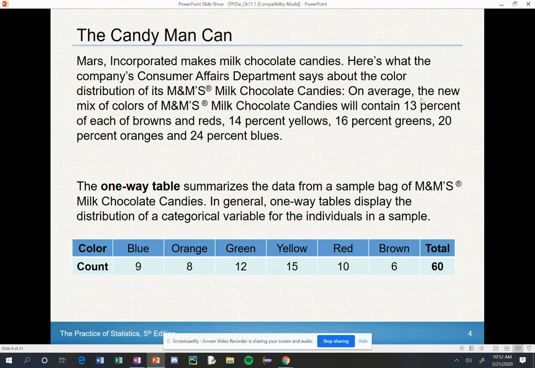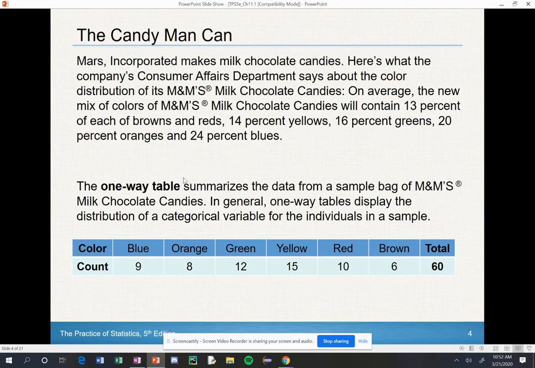So they're saying, look, 13% of the colors will be brown and reds, 14% are yellows, 16% are greens, and so forth. And the last one here is 24% should be the blue. Blue is their most popular color, and that's what we'd expect in any given bag of M&Ms, whether it's 60 or 1,000 M&Ms in a big bag or a really tiny bag. We would expect 24% of the colors to be blue, for example.